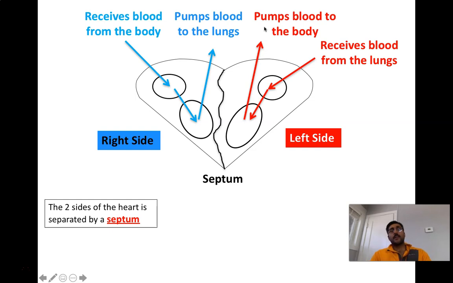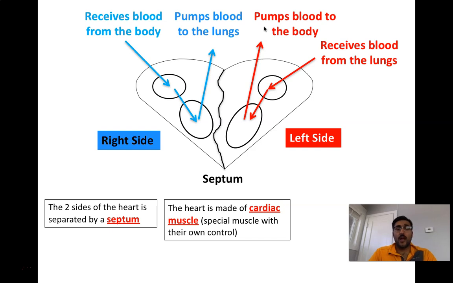Please take away here: two sides of the heart separated by a septum. The anatomical right is on the left-hand side of your page. The anatomical left side of the heart is on the right side of your page. The heart itself is a giant muscle. It's a pump, in and out, in and out. This pump is formed of something called cardiac muscle, which is the muscle that surrounds the heart itself. Anything that has the term cardio, cardiovascular, cardiac is referring to the heart typically.